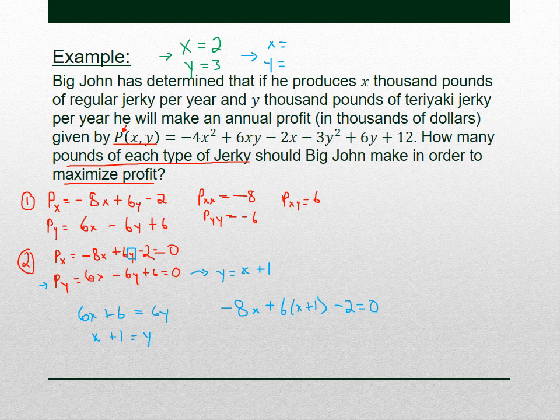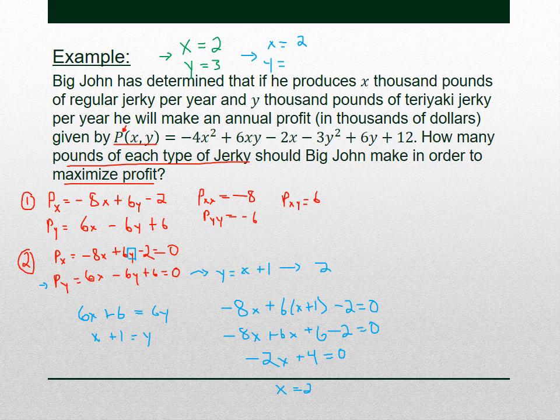So what we're going to do, just like before, is now take that y and plug it into the equation that we haven't used yet. When we do that, what do we get? We get minus 8x plus 6 times, and then instead of y, we get x plus 1 minus 2 equals 0. Okay, so that's now minus 8x plus 6x plus 6 plus 6 minus 2 equals 0.